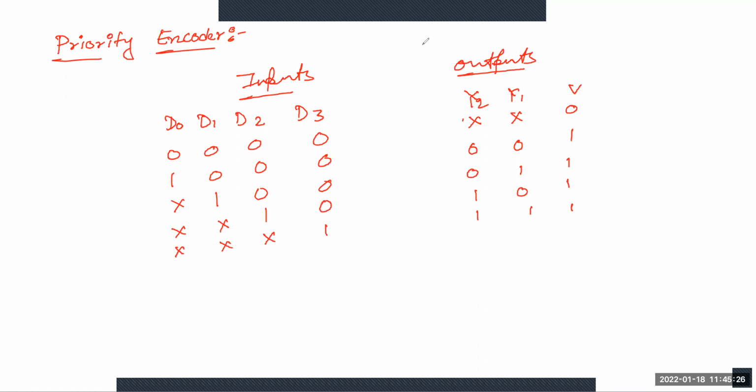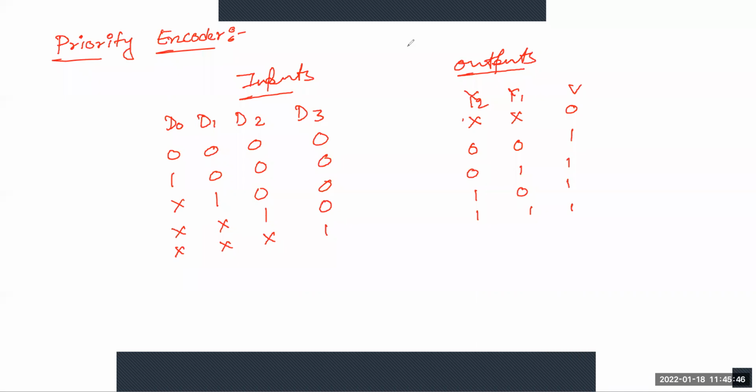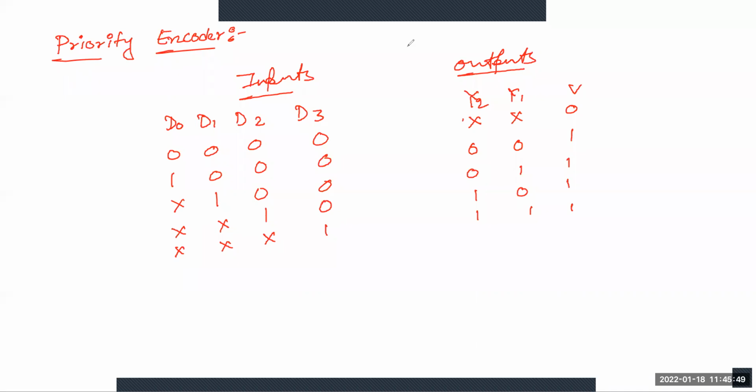Suppose that 2 or more inputs are equal to 1 at the same time. In that case, the input having the highest priority will take precedence. Here, you are watching that in some portions I have written XX. This X is the don't care condition. In particular, this condition designates the fact that the binary values they represent may be equal to 0 or 1.